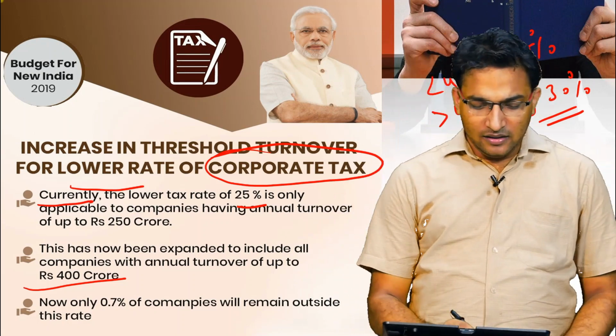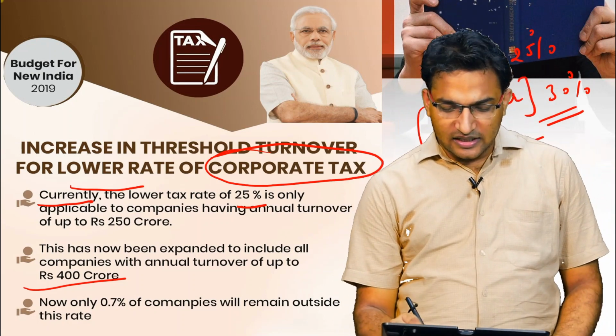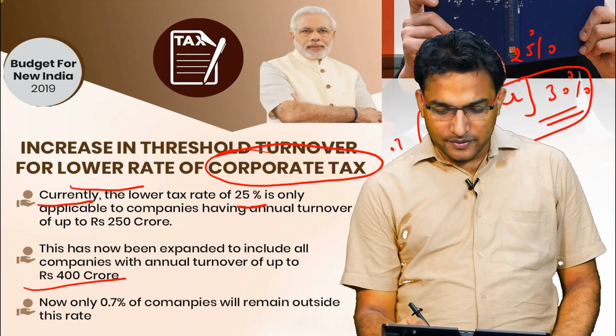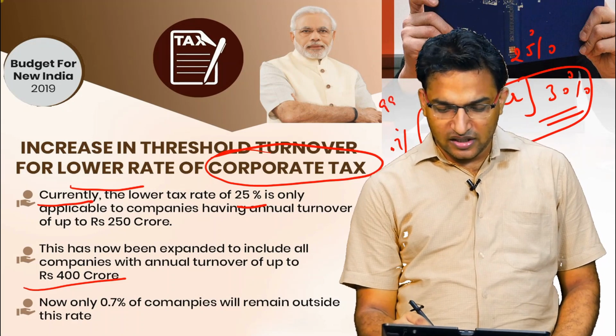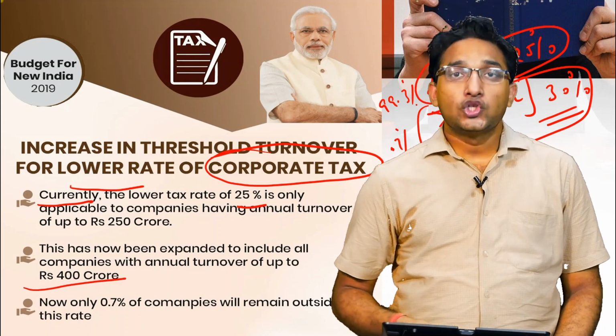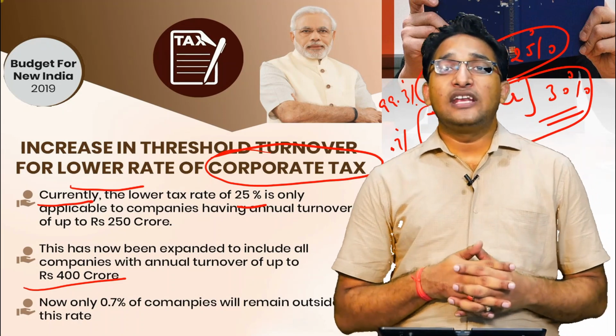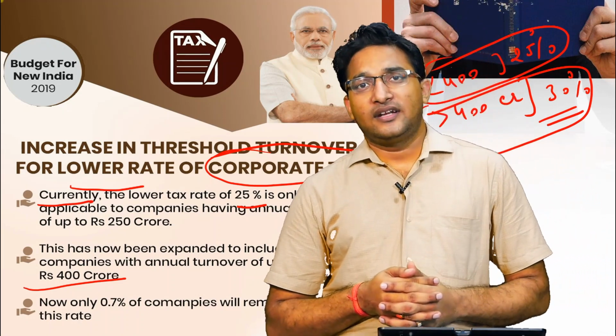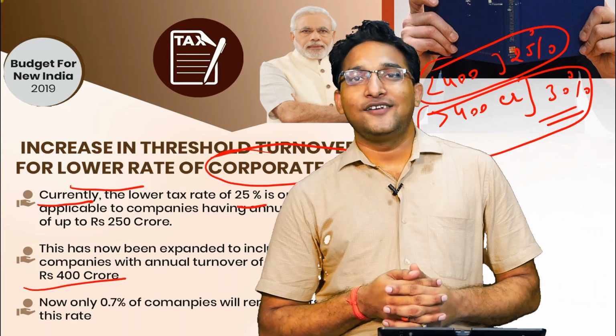So the government is saying that in this category, only 0.7% of firms fall and 99.3% of firms fall in the first category. So for the 99.3% firms, the tax rate is now 25%.